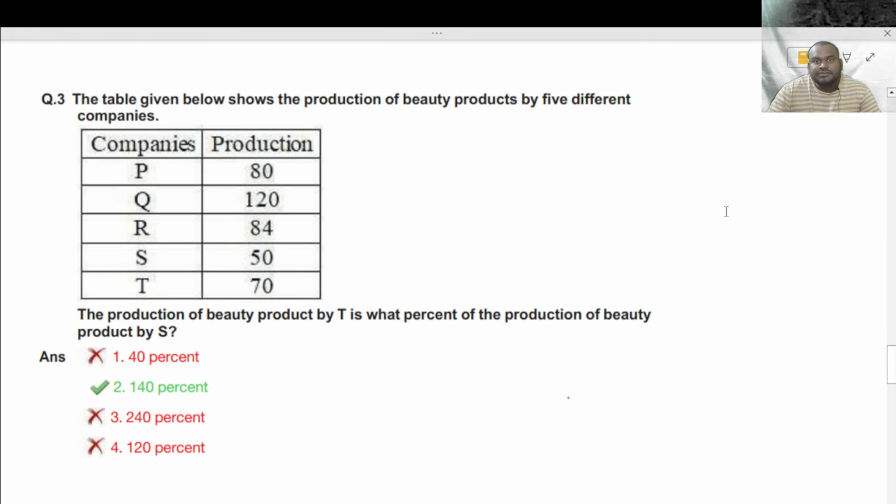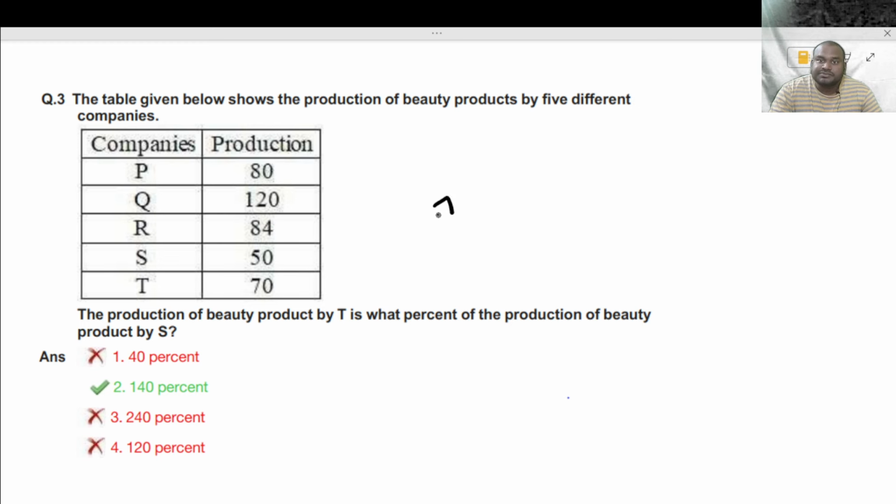The table given below shows the production of beauty products by 5 different companies. The production of a beauty product by T is what percent of the production of beauty product by S? Okay, so he's not asking more or less, he's just asking what percent. T is what percent of S?